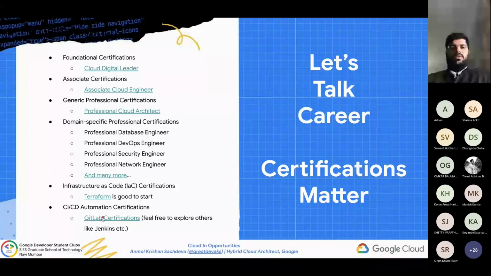So GitLab certifications I have linked to, but there are certainly other certification providers based on the tool that you are using, like Jenkins. If you are interested in DevOps, there is a private body, DevOps Institute. So you can go about having DevOps certifications taken from there, or you can go about searching for DevOps and SRE certifications, and you will find some bodies providing them as well. So this is from a certification perspective.